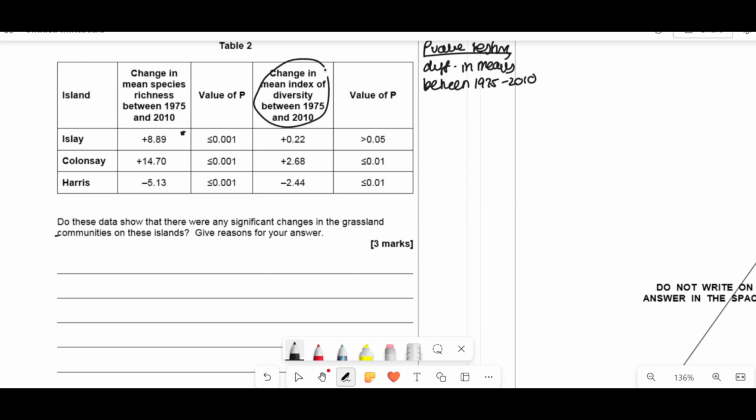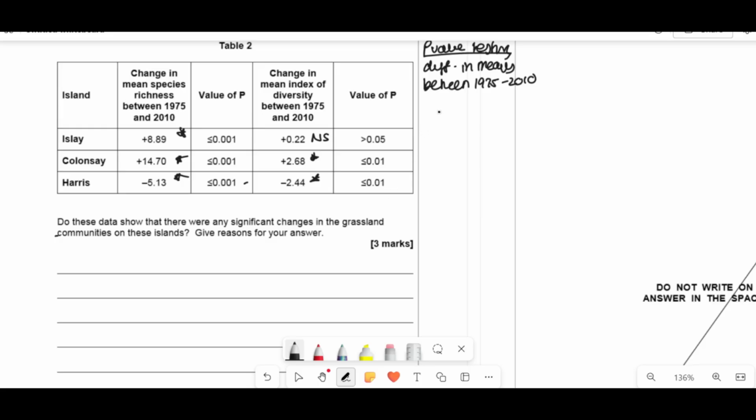So here then it says the change in mean index of diversity is plus 0.22, which implies it's gone higher. However, the p-value is greater than 0.05, so this is not significant. So although there's a significantly higher mean species richness in 2010 than there was in 1975, the index of diversity didn't change significantly. Here in column A, it's gone up, and this is significant, whereas the index of diversity has also gone up, and this one is significant because that's less than or equal to 0.01, so that's significant as well. Here, this has gone down, and that's significant, but then here, this index of diversity has also gone down, and it's more significant too.